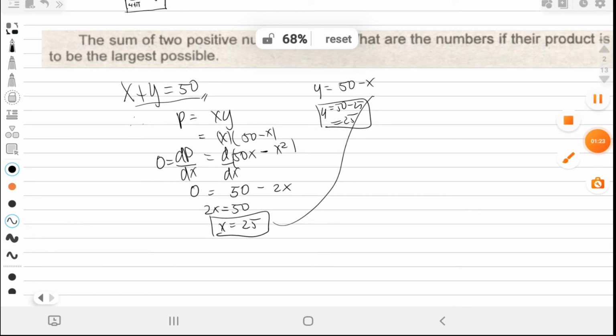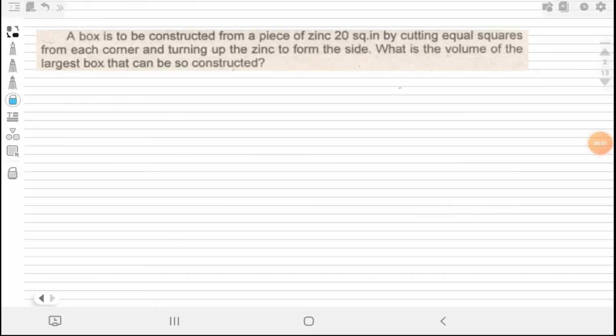Okay, so let's solve this problem. A box is to be constructed from a piece of zinc, 20 by 20, by cutting equal squares from each corner and turning up the zinc to form the sides. What is the volume of the largest box that can be constructed?